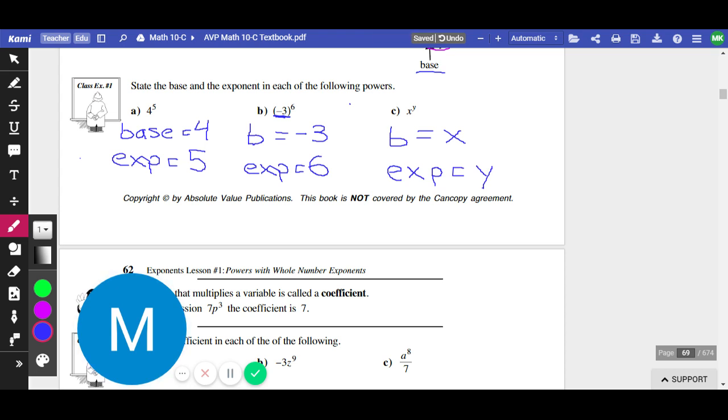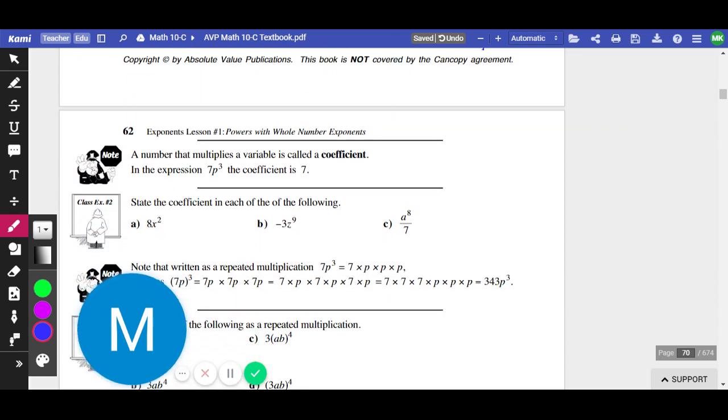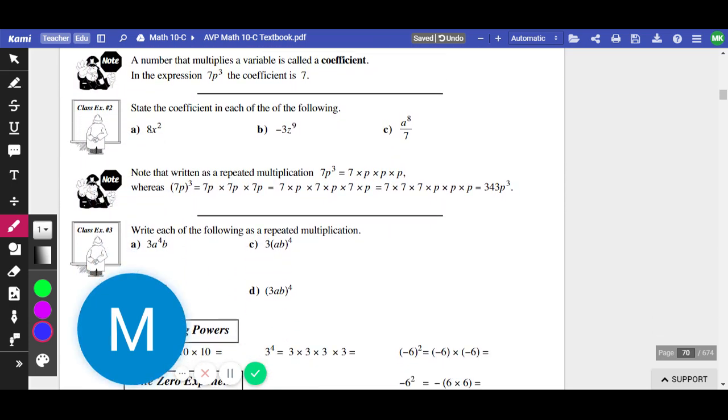Easy peasy, right? Awesome. You can also have coefficients on powers. So for instance, if you look at this one right here, the power in this question is p to the power of 3. The base is p, the exponent is 3. The 7 out front is a coefficient. So this is 7 times p to the power of 3.